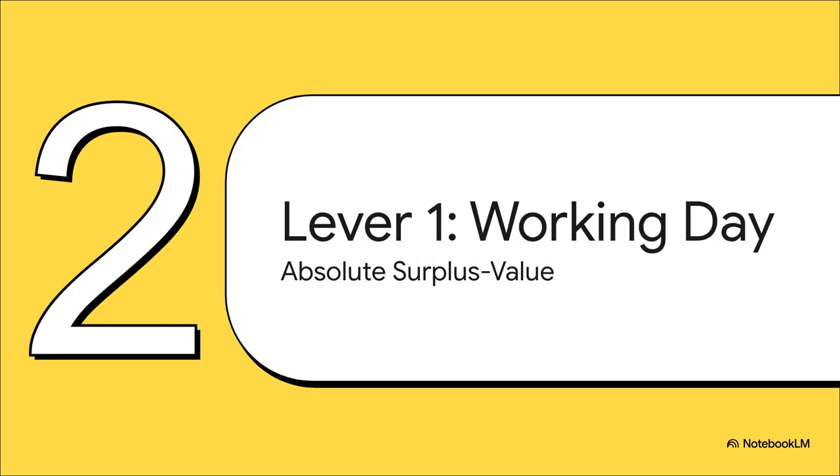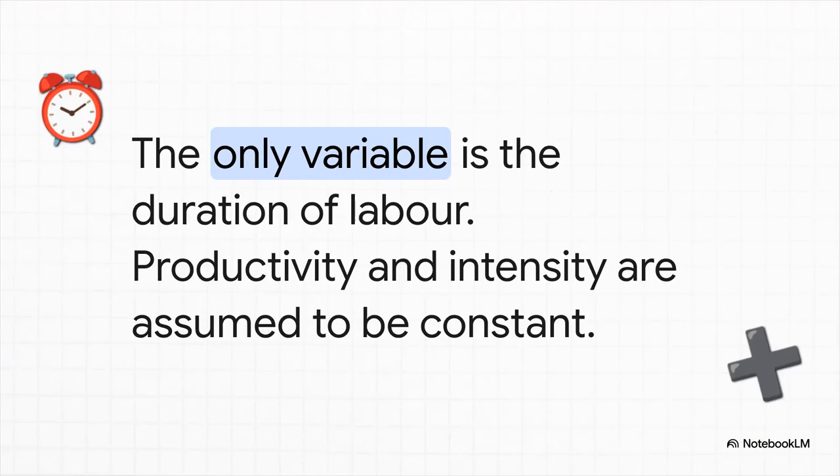Section 2. Let's grab that first and most straightforward lever, simply extending the length of the working day. The profit that comes from this is what Marx calls absolute surplus value. So for this thought experiment, we have to imagine that nothing else is changing. The pace of work is the same, the technology is the same. The only thing we are tweaking here is the clock, the total number of hours worked.